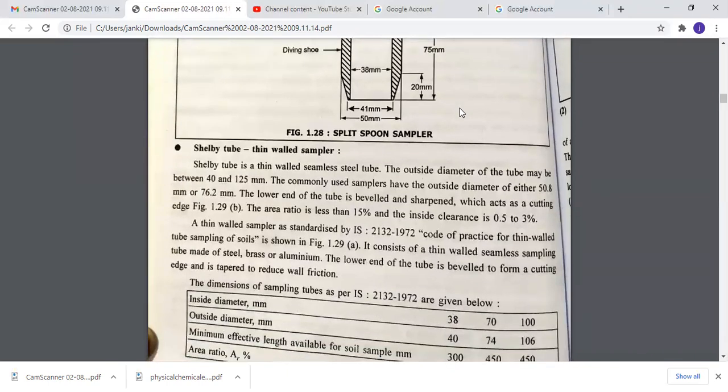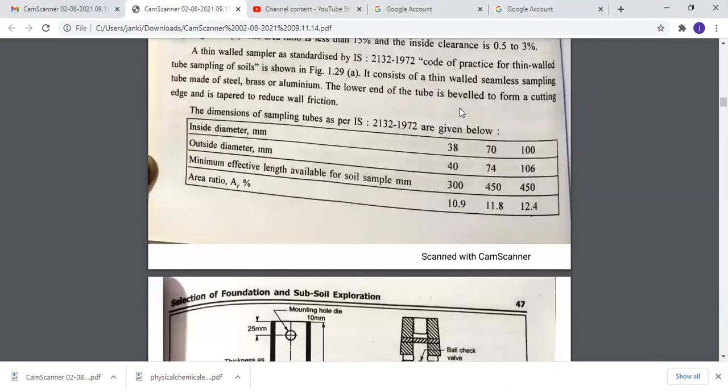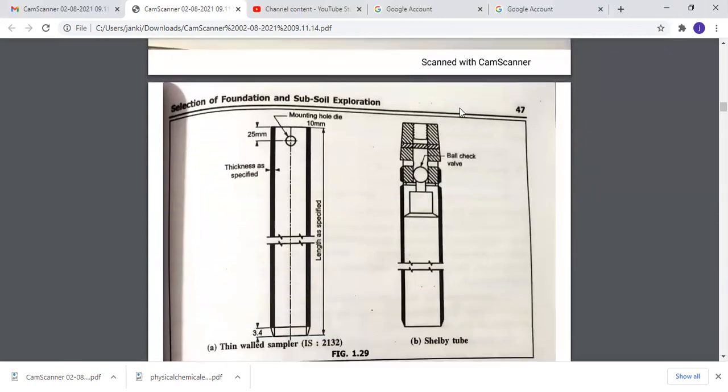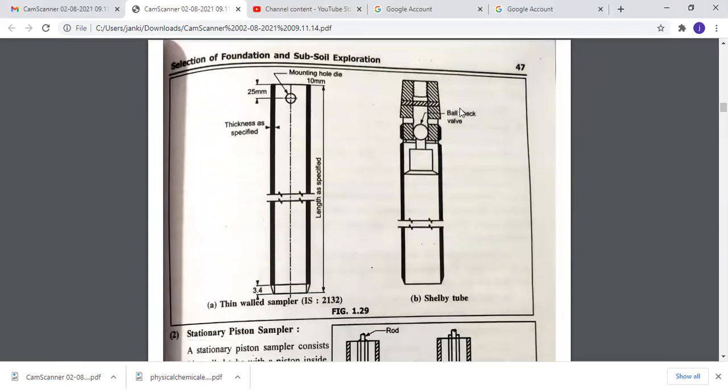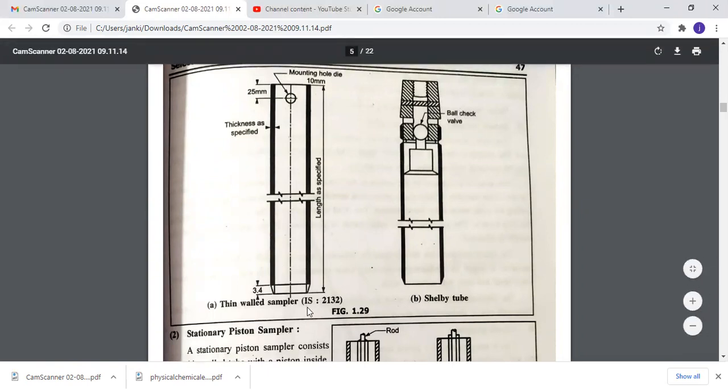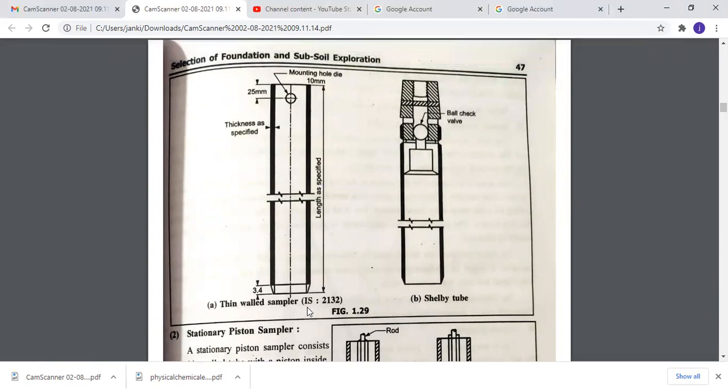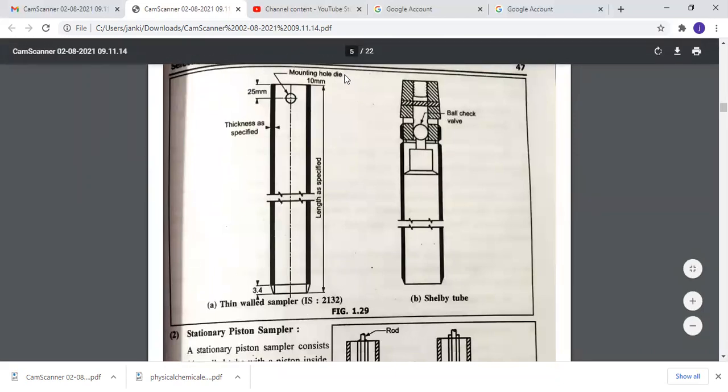Second is the Shelby tube thin wall sampler, as shown in this figure. It is a thin wall seamless steel tube. The outside diameter of the tube may be between 40 and 125. Commonly used samplers have an outside diameter of 50.8 or 76.2.